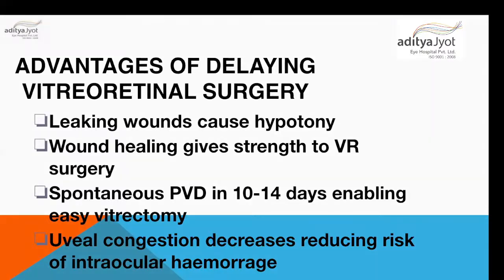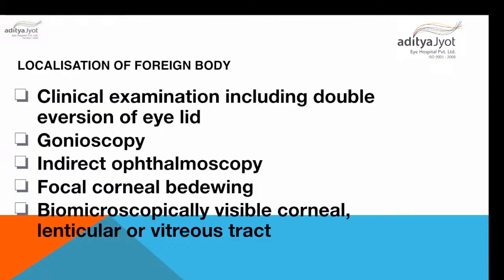And for localization of a foreign body, the most important thing is history. I always use the word high story with every resident, every optometrist in the hospital. People don't give it importance. You should know how the injury happened, because it could be an iron piece, and you can identify what has gone inside the eye by history alone. Then the clinical examination, including double eversion of the eyelid, gonioscopy, indirect ophthalmoscopy, focal corneal findings, and biomicroscopically visible corneal, lenticular or vitreous tract.